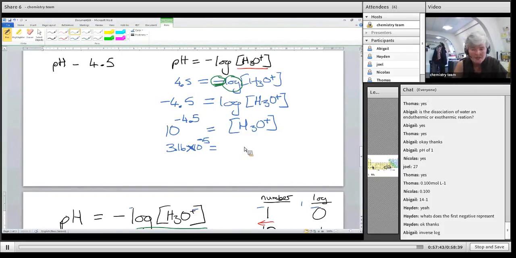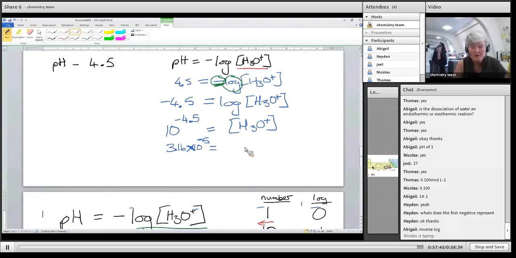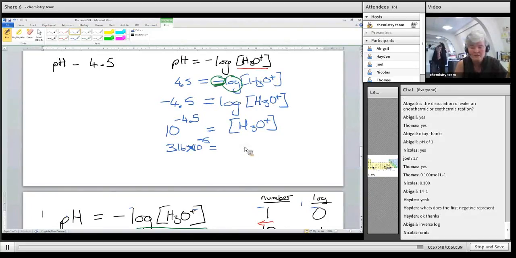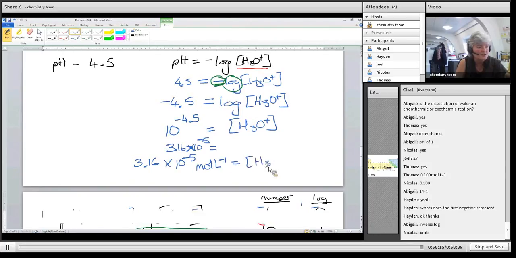I won't get excellence for this. Why not? What have I forgotten? The units. Okay, so I've got the right number of significant figures, but I haven't got the units. So you make sure that you put the moles per liter is equal to the hydronium ion concentration.